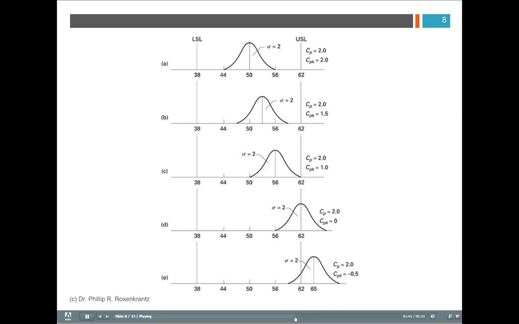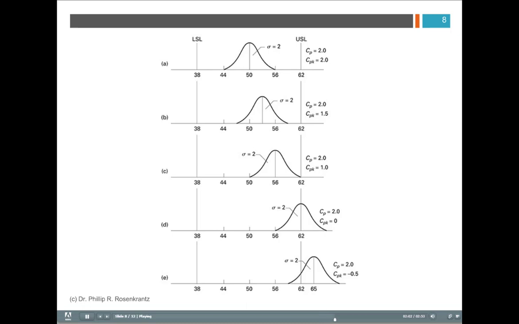So if you didn't have a look at this distribution, but you were told that CP was 2 and CPK was 1, you would know exactly what the distribution looks like, except you wouldn't know if it's skewed to the left or skewed to the right, but you could visualize that it is off center.